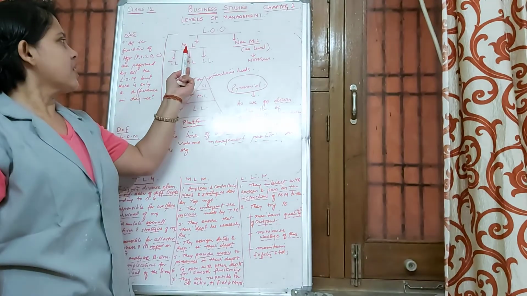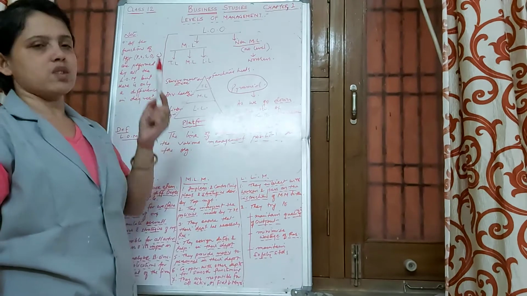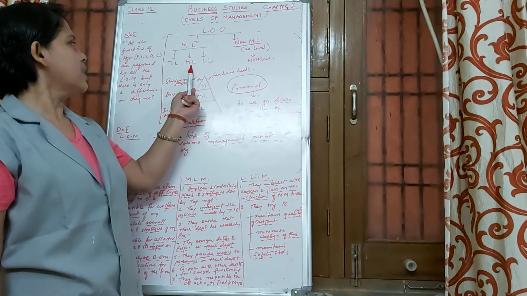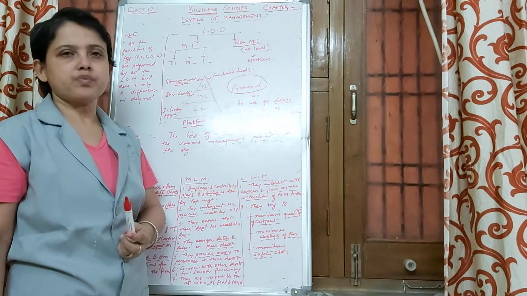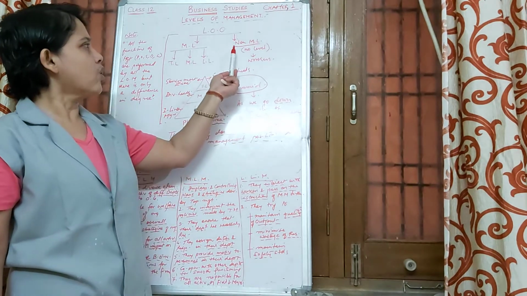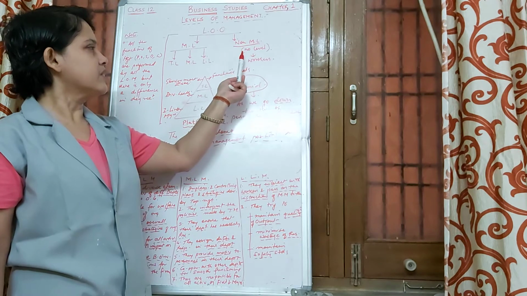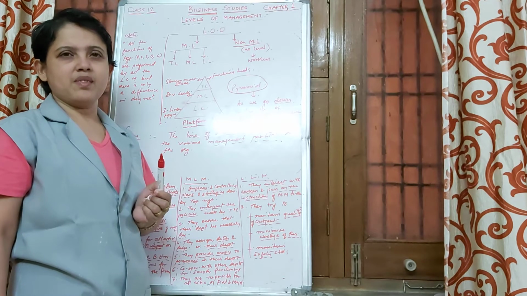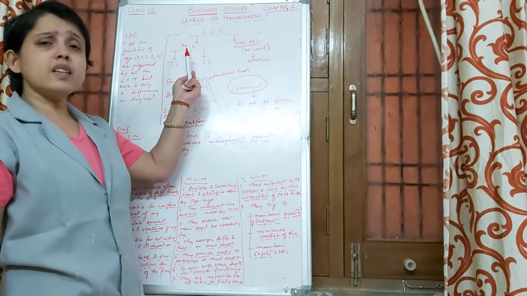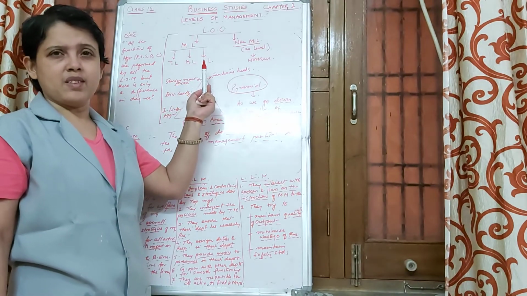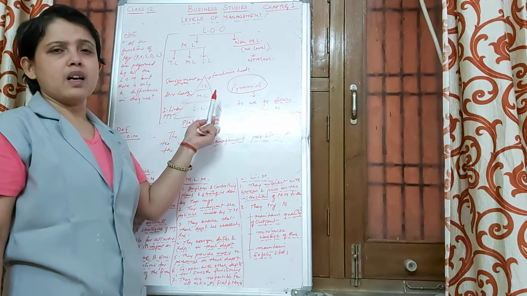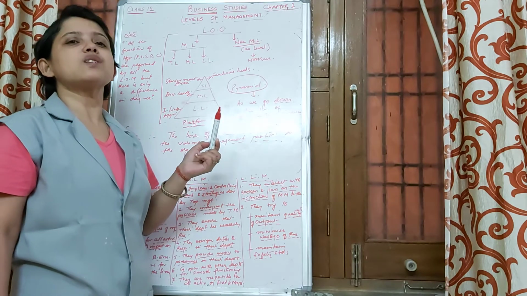In managerial levels, there are three levels: top level, middle level and lower level. And in non-managerial level, there is no level. Managerial level means the different levels of management under whom there are subordinates.